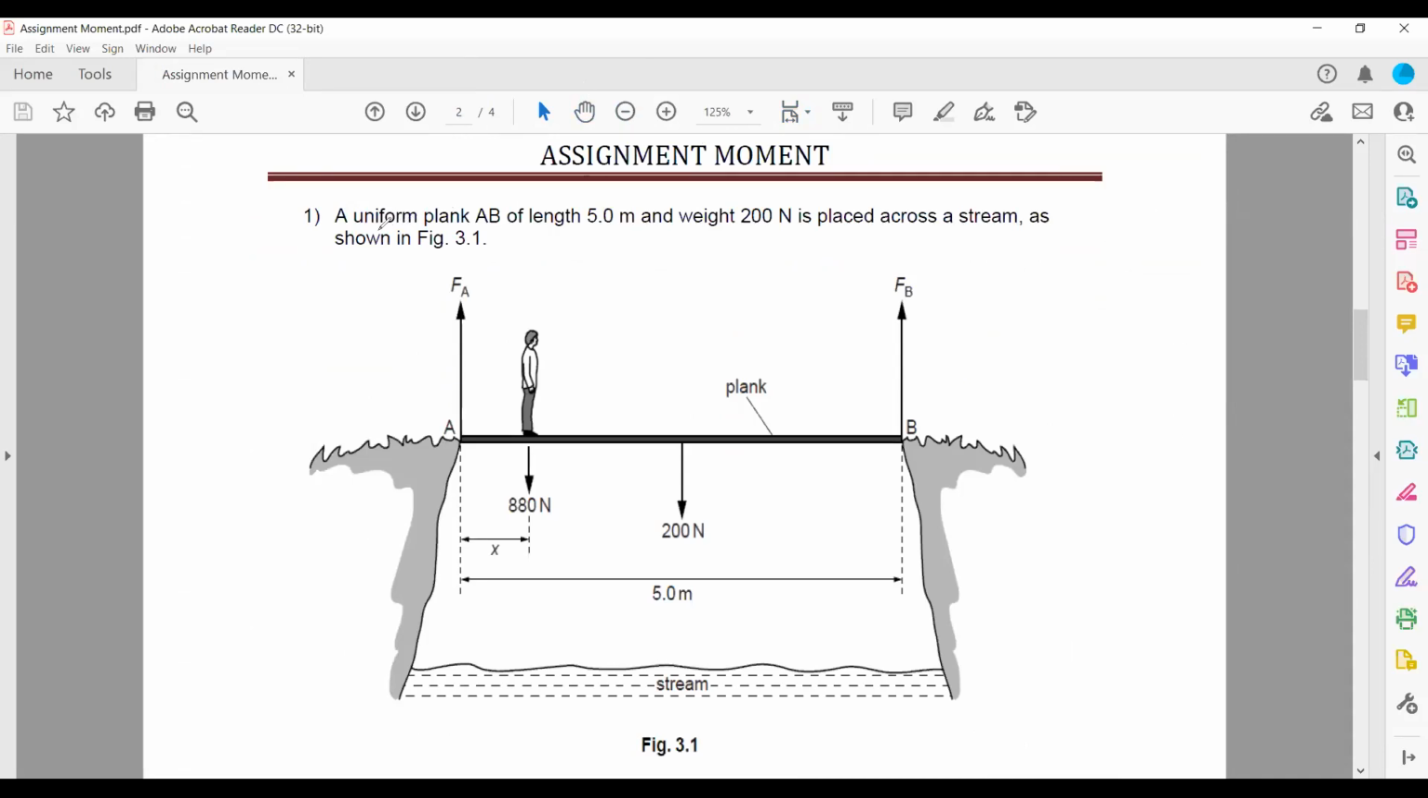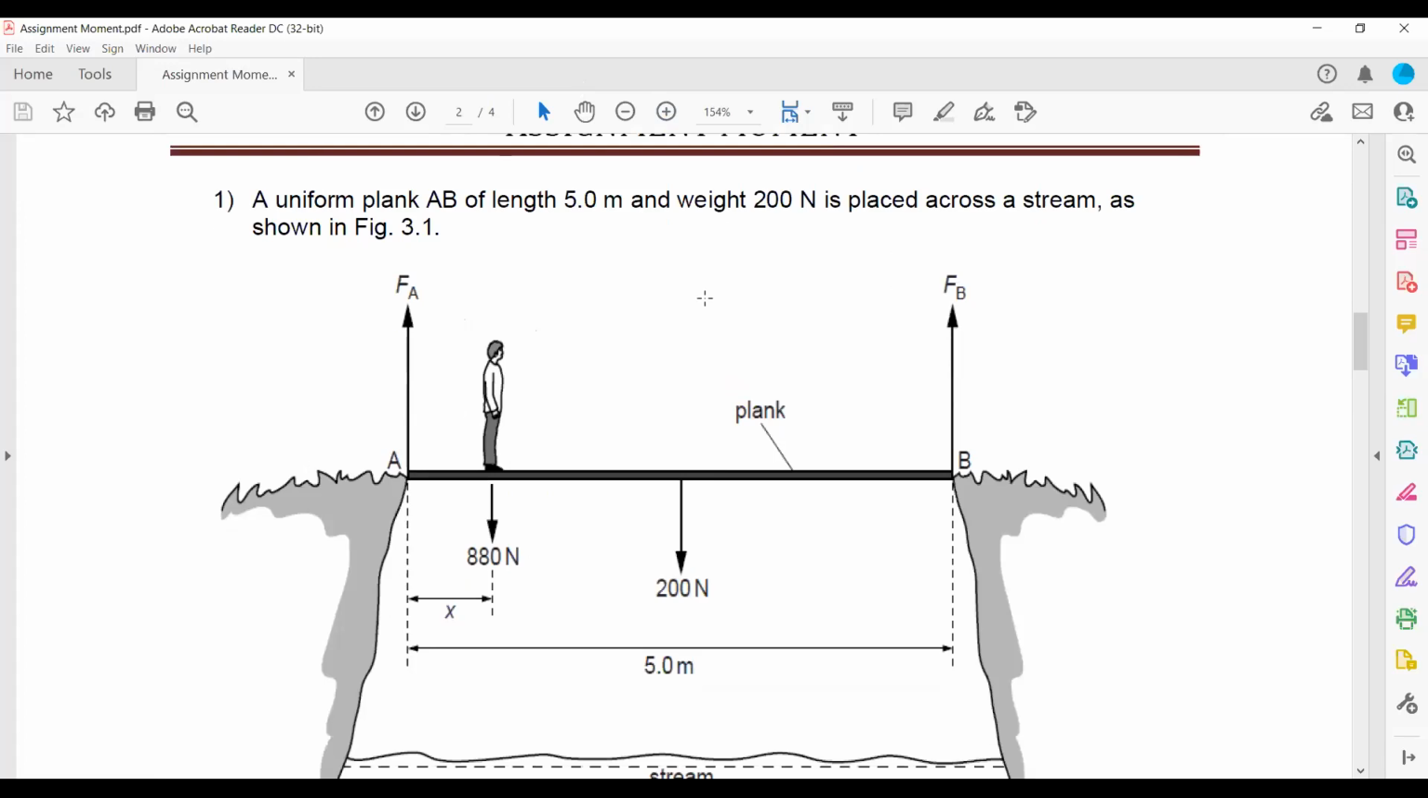Now, as you can see, there's a uniform plank which is having a length of 5 meters. So when they mention the term uniform, what is the meaning of this term uniform? It means the weight is acting at the center. That's why we call that uniform. So it's having a length of 5 meters, so total length is 5. The weight will act at the center, which is 2.5.